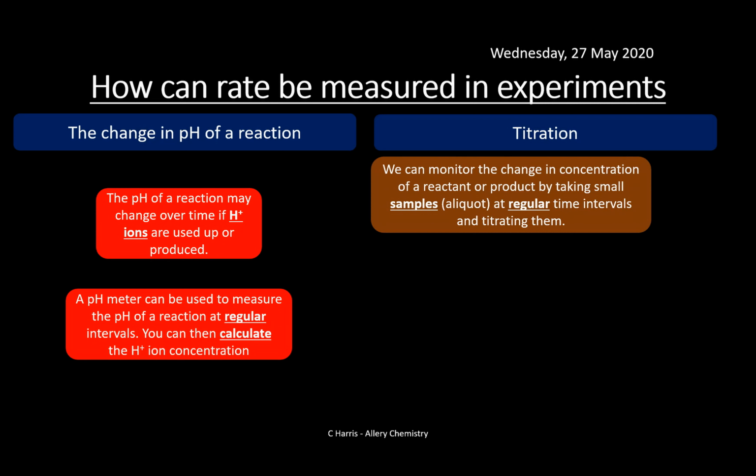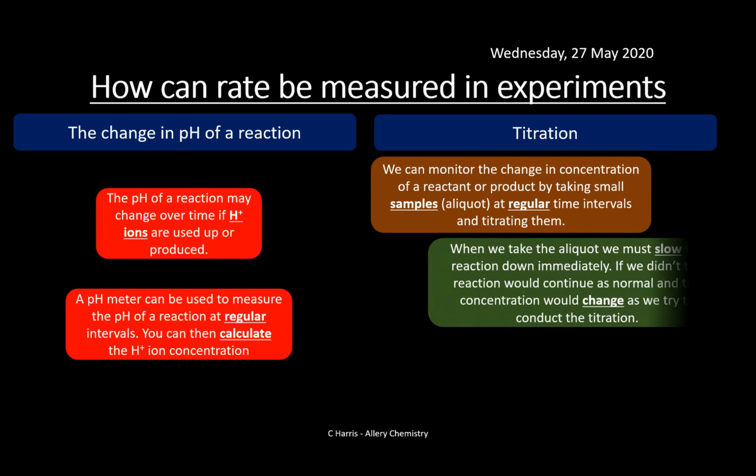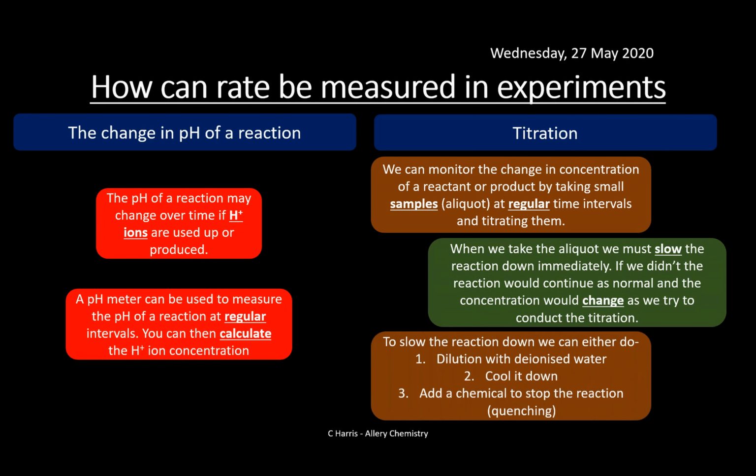And then we can take regular intervals and measure the concentration over time, and then we can work out rate of reaction from that. So like I say, when we take that aliquot, we must slow that reaction down immediately. If we didn't, the reaction would just continue within the pipette that you've used to draw your liquid up with, let's say, 30 seconds. And obviously the product and reactants would change in that time.